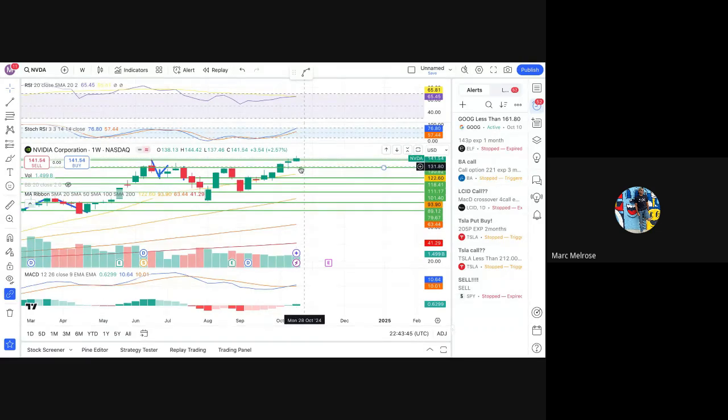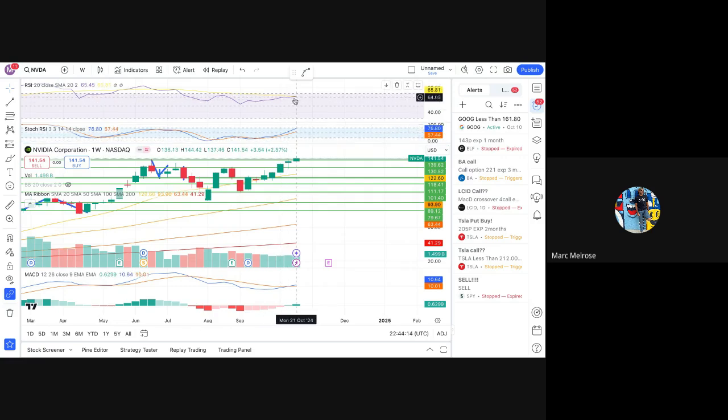Looking at the chart, the stochastic, the RSI, the MACD, and the moving averages, it's looking like we should see NVIDIA try to continue to trend upwards. We may have a little bit of a pullback, and that pullback eventually gets us back to the 20-day moving average. But for right now, where the stochastic RSI is at, it's looking like we should probably see NVIDIA continue to trend upwards, at least for this week, for sure.